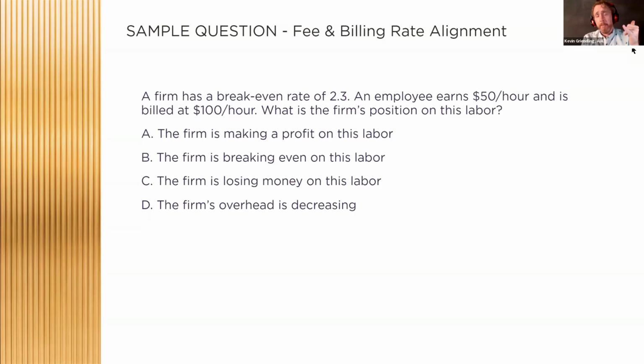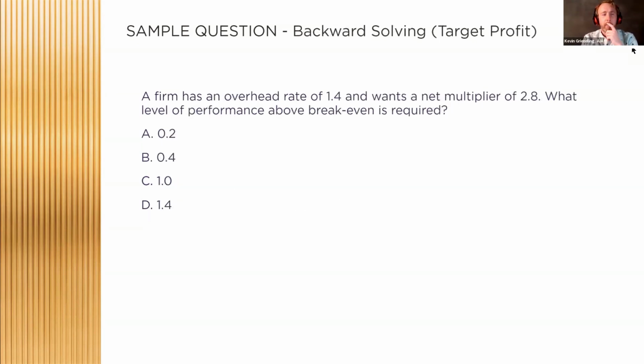In this case, you have $50 an hour billed out at $100 an hour, which is a multiplier of 2.0, which is below your break-even rate. So we're losing money on this employee. I think there's only like two more left, so let's go through them. You may have to solve backwards too.